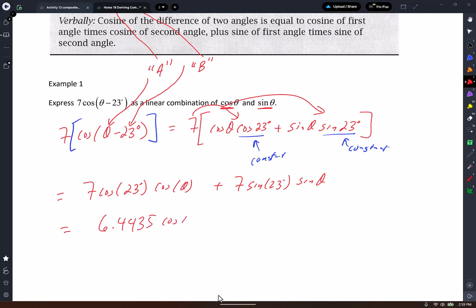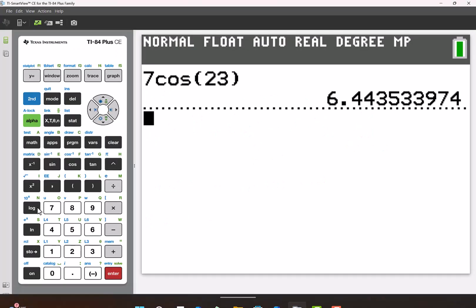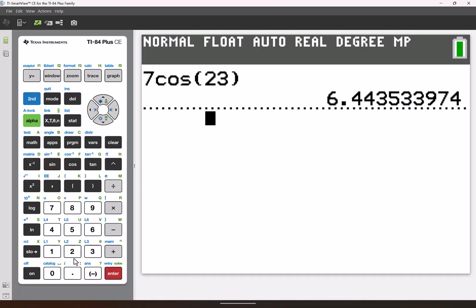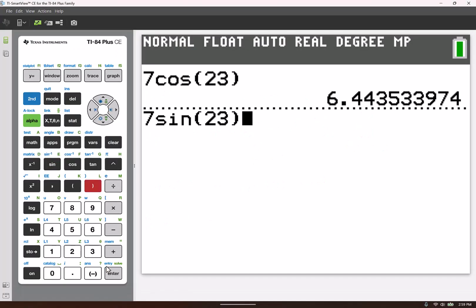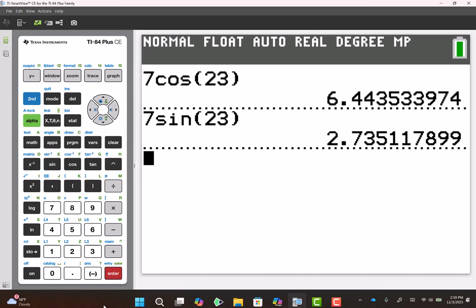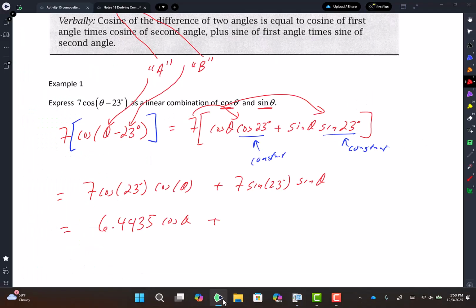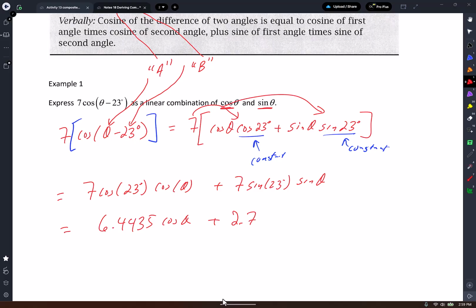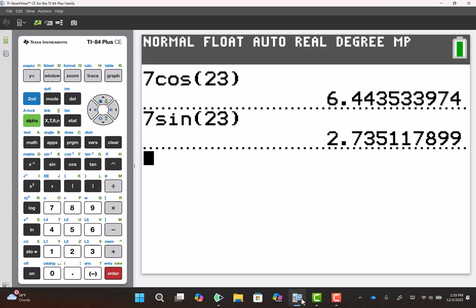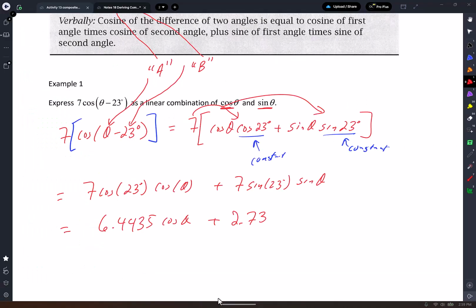6.4435 cosine theta plus, and then 7 sine 23. I'm going to push that in my calculator. 7 sine 23. I'll push enter. 2.73511. The more digits, the better. 2.7, I already forgot it. 2.73511 sine theta.